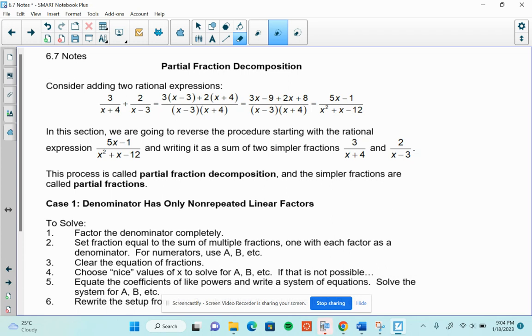Welcome. This is the video for section 6.7. We're going to be doing partial fraction decomposition.